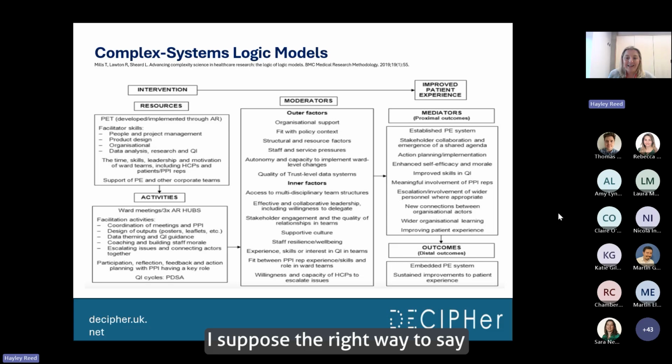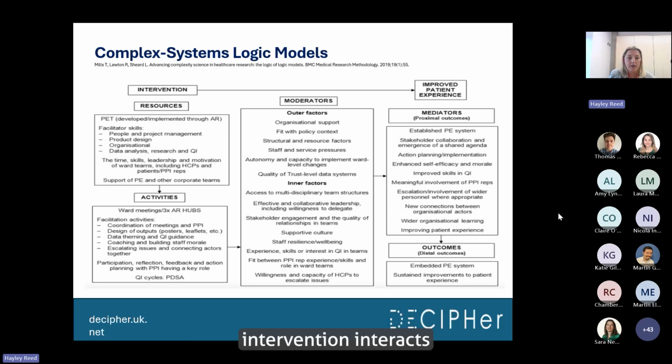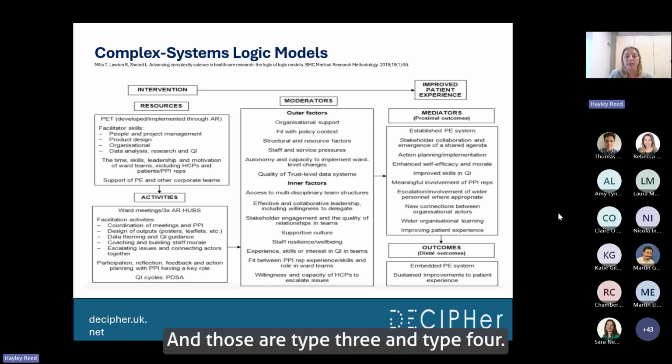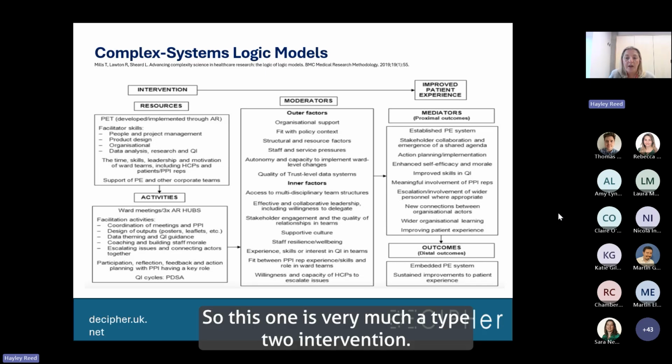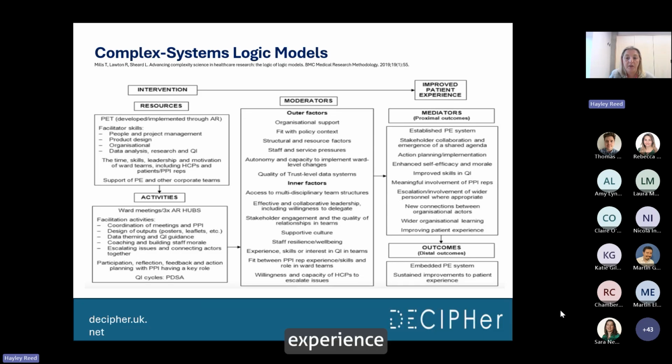Then they have this other layer, which I suppose the right way to say it is the strengths of how they interact, so how the intervention interacts internally with the other components, or how it interacts with context. And those are type 3 and type 4. So this one is very much a type 2 intervention, and this is how they started out thinking about the patient experience toolkit within.